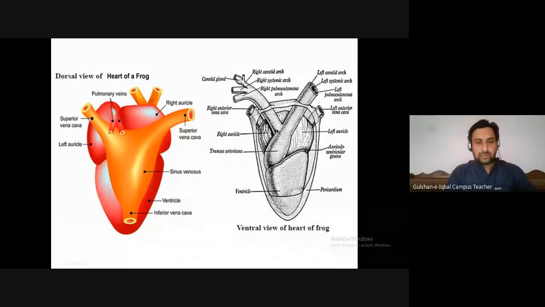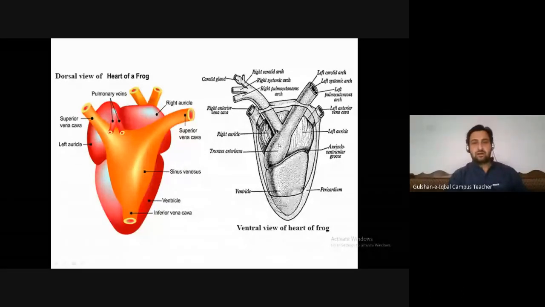Right now, you have to understand two things. One, about the chambers. This is the left auricle and this is the right auricle. The auricle has two chambers, but the ventricle has one chamber. This is the ventricle, a single chamber. Now, where are the sinus venosus and truncus arteriosus? This one is the sinus venosus, and this one is the truncus arteriosus.